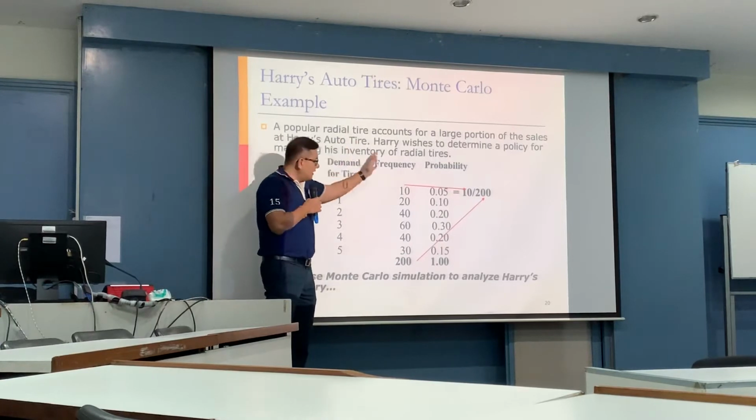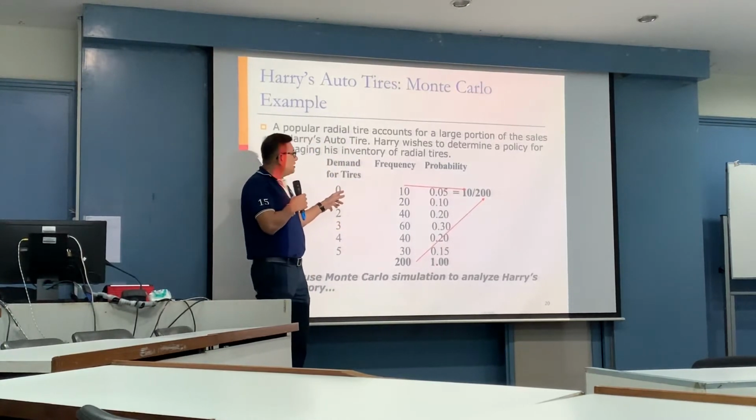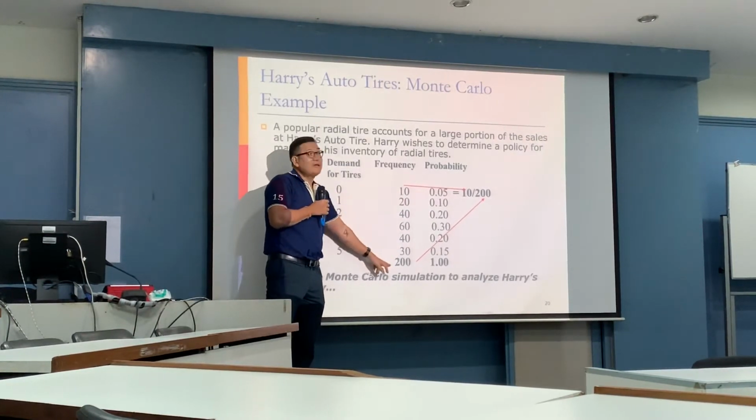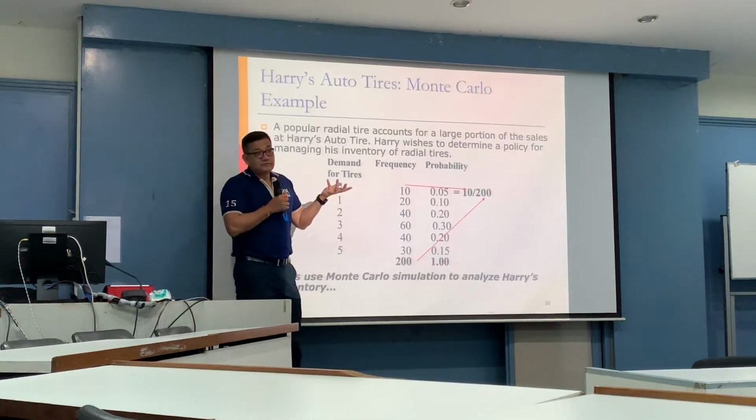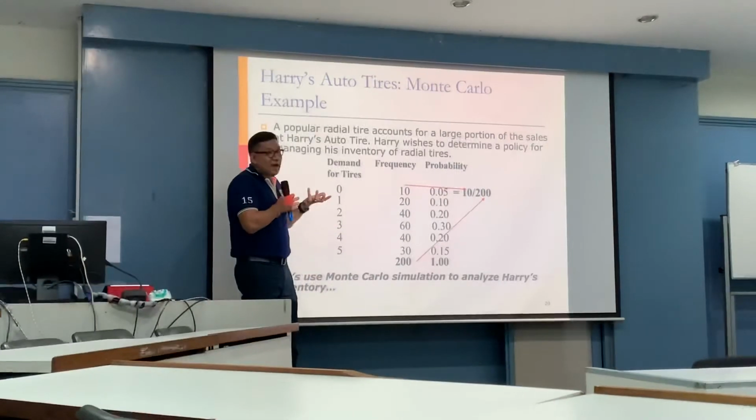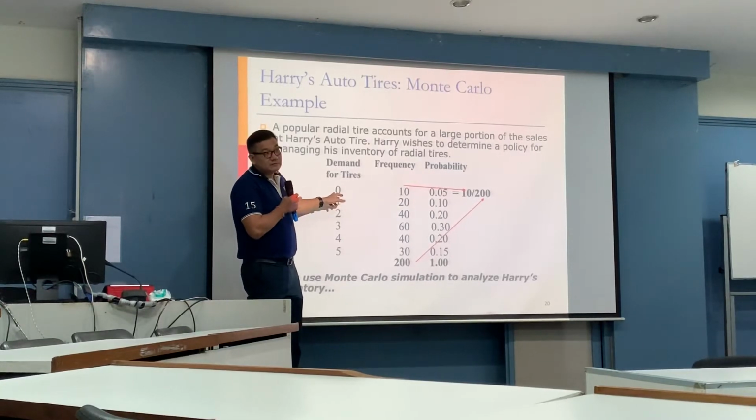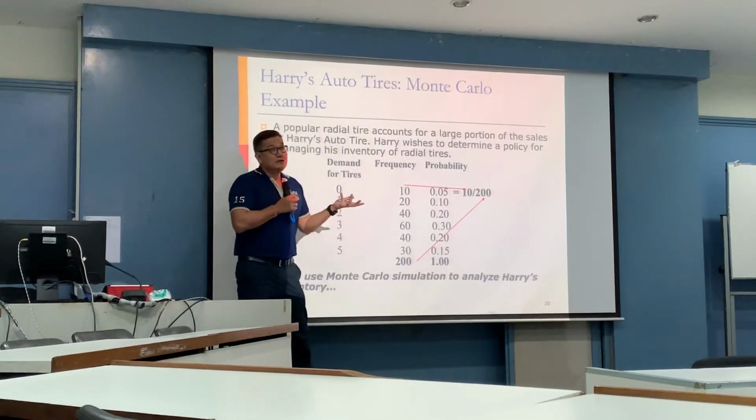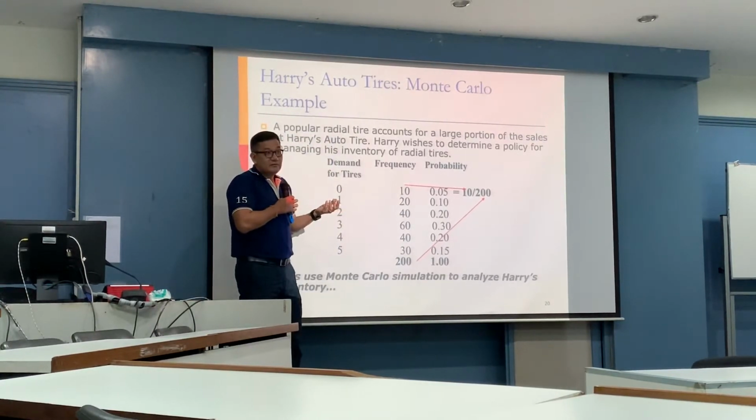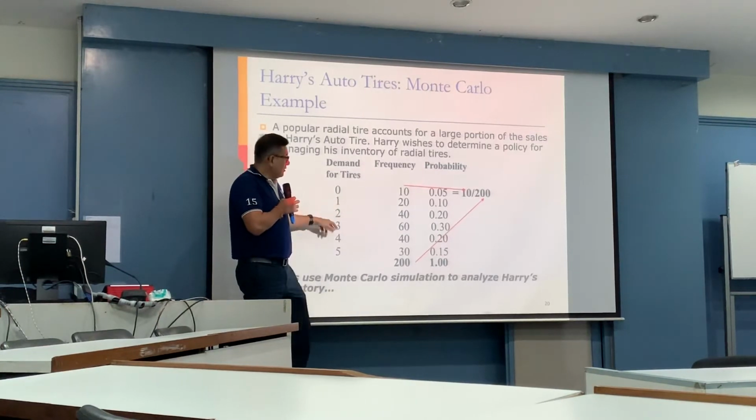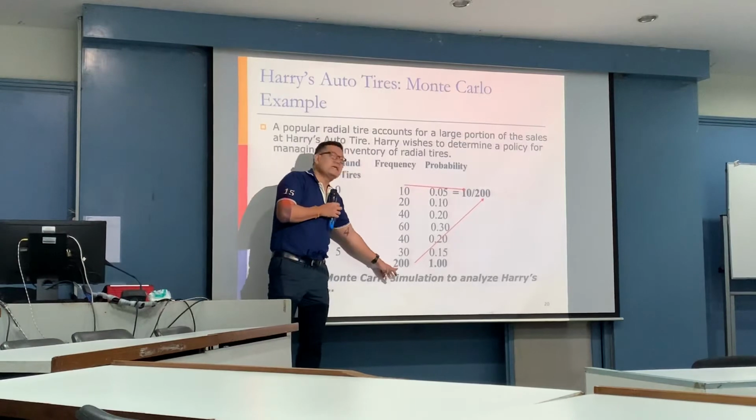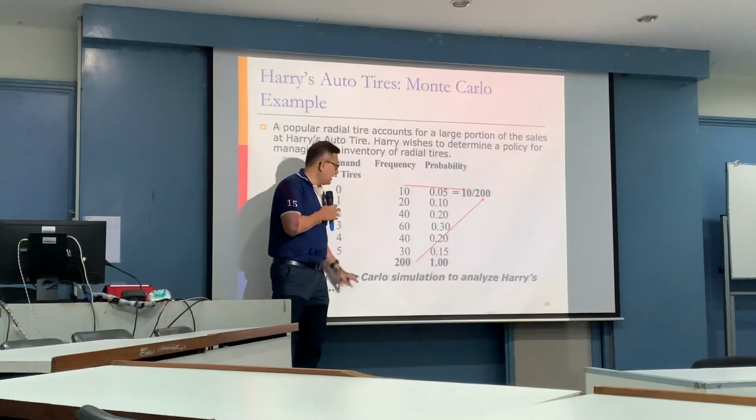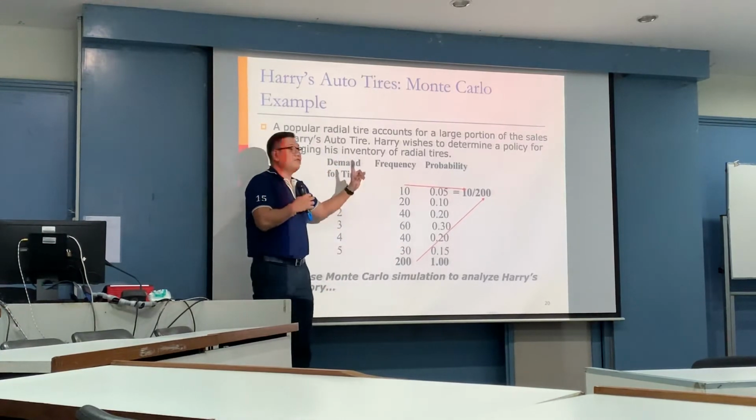Okay, look at this. Based on the past 200 days, demand equal to 0 happened on 10 days, right? So the probability of demand 0 is 10 divided by 200, or 5%. For demand equal to 1, we do the same way: 20 divided by 200, we have 10%. Demand equal to 2, 40 divided by 200, is 20%. Demand equal to 3, 30%, 4, 20%, and 5, 15%. So this is the first step.